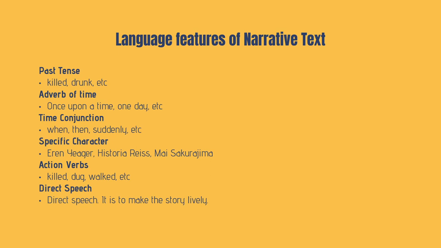Specific character. Example: Eren Yeager, Historia Reiss, Mai Sakurajima, and more. Action verbs. Example: kill, duck, walk, and more. Direct speech. Direct speech is to make the story lively.